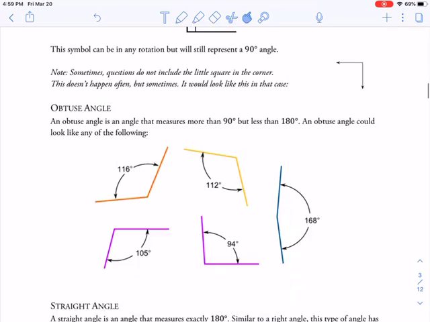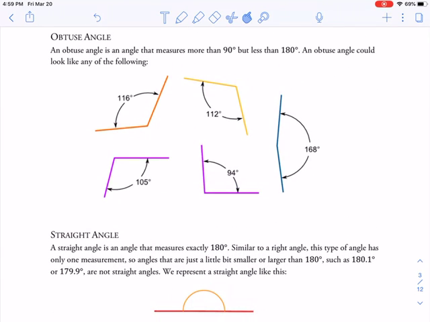Okay, next one. Obtuse angles. Obtuse angles are more than 90 but less than 180, and again not exactly equal to 90 or exactly equal to 180, but in between the two. The examples below are good examples, and I would recommend that you just go over them.